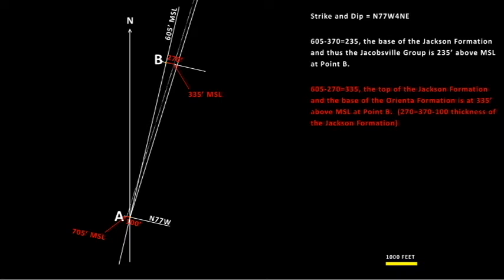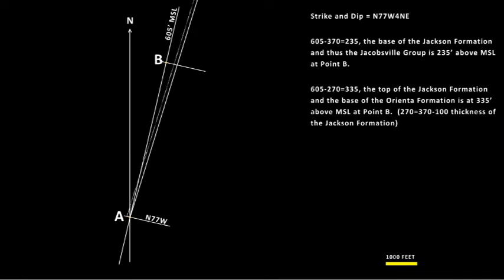So at point B, now we have the top of our Jackson at point B, and this is going to help us later, all right? Because I'm going to get into how you can use this information in practicality. All right, so there it is, just with all the red gone.